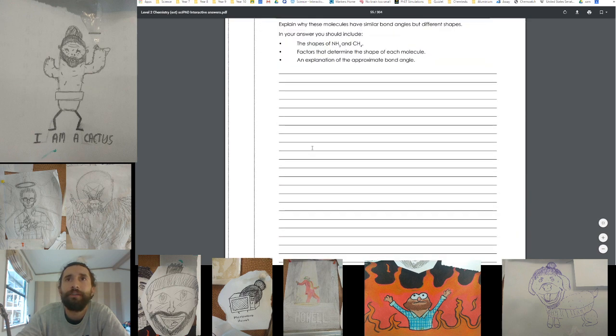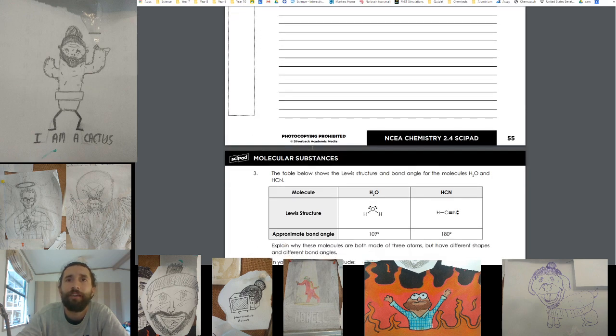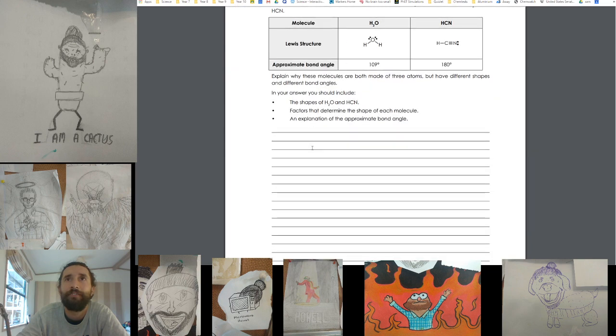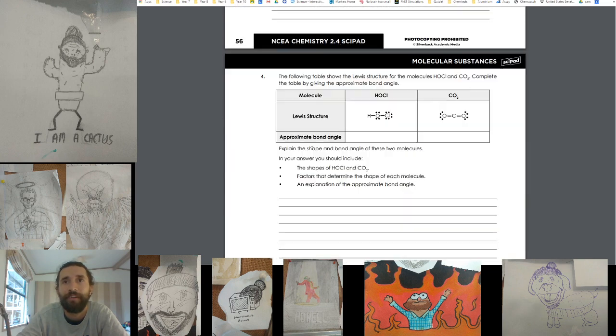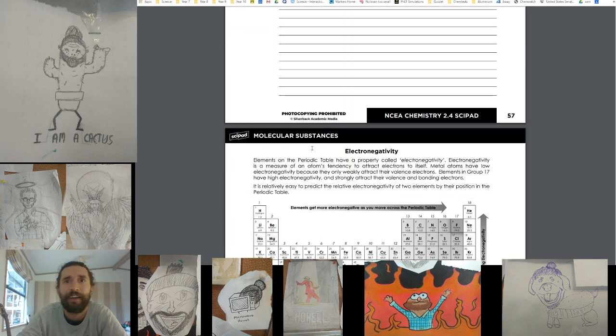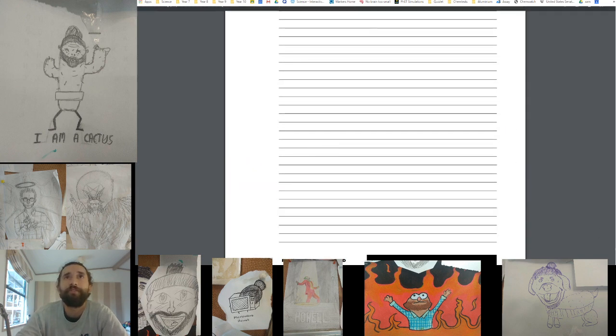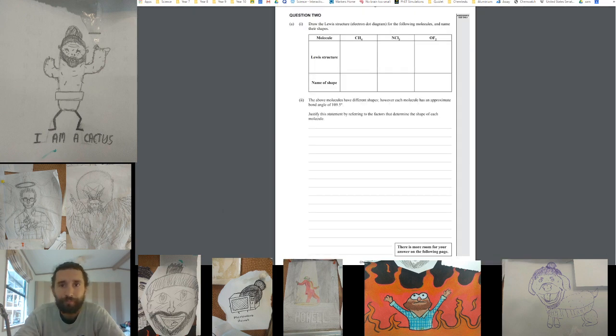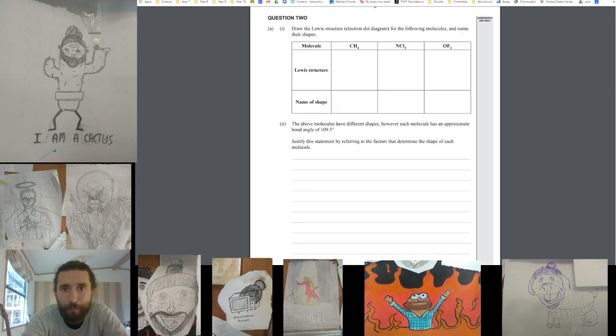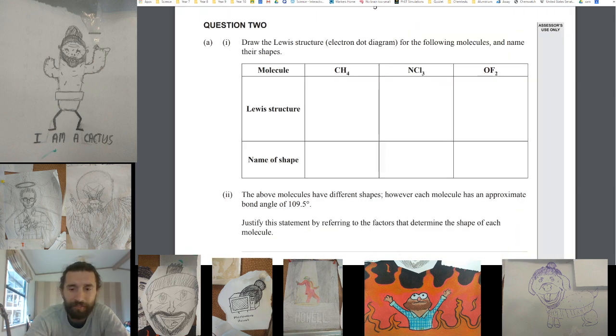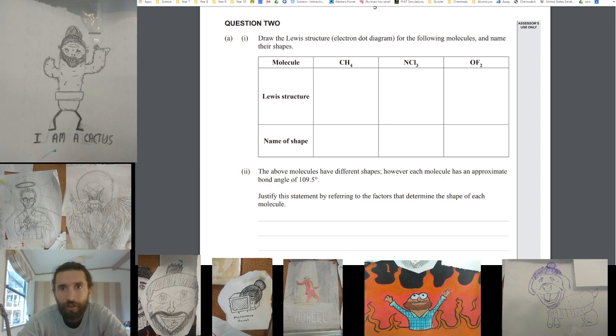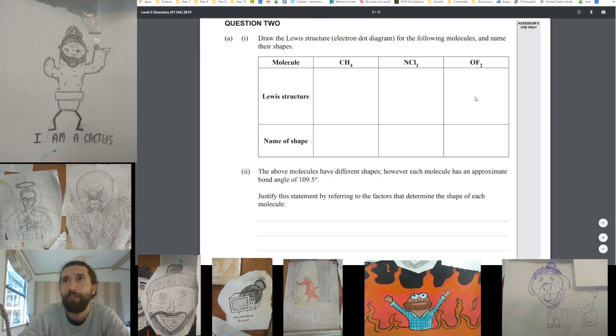So yeah, there's a few questions like that as well, and these are very common questions in NCEA exams. So let's have a look at some exams. This is from last year, and this is a very typical question. Draw the Lewis structure diagram for the following molecules, CH4, NCl3, and OF2, and then name the shape.